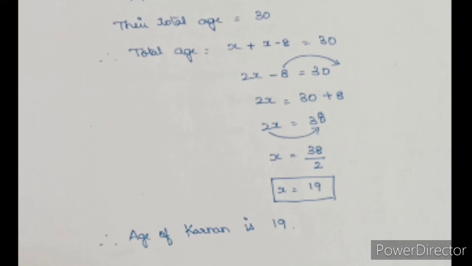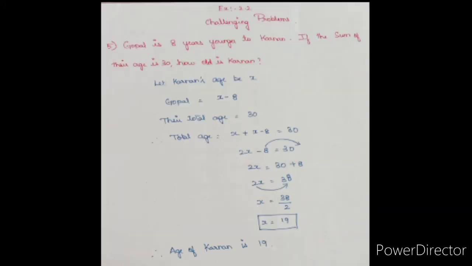All the variables together and numbers together. So x plus x is 2x. I'm taking this 8 to the opposite side. When minus 8 goes to the opposite side, it becomes plus 8. So 2x is equal to 30 plus 8, it is 38. So x is equal to, I'm taking this 2 to the opposite side. So multiplication, when it moves opposite, it becomes division. So 38 divided by 2, x is equal to 19. So what is the age of Karnan? It is 19. Okay students, I hope you would have understood.